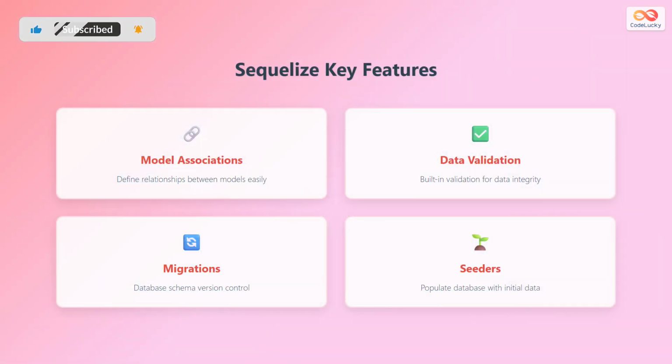Sequelize comes with several key features. It allows you to define model associations easily, has built-in data validation for data integrity, supports database schema version control through migrations, and lets you populate your database with initial data using seeders.